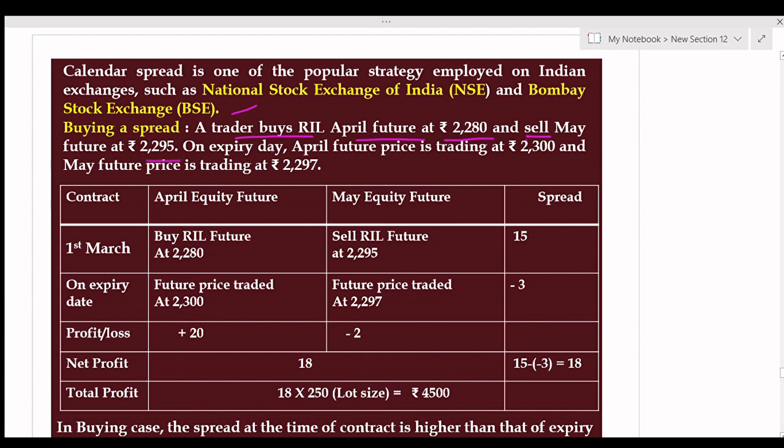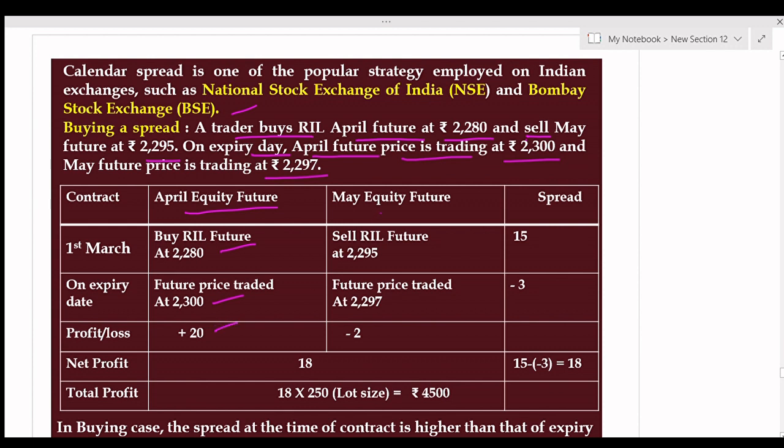On expiry day, April future price is trading at 2300 and May future price is trading at 2297. So first, April equity future. Buy RIL future at rupees 2280. Future price traded at 2300. So the profit will be, in the long future case, rupees 20.